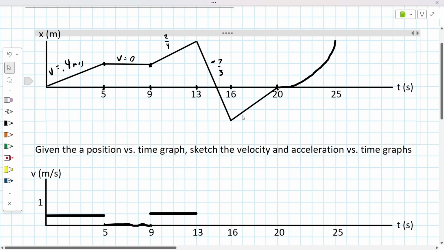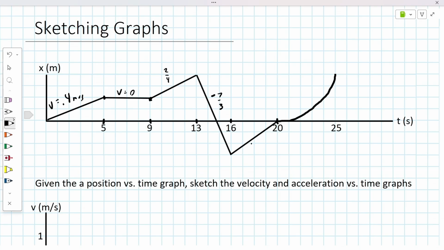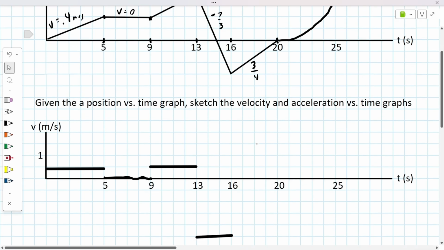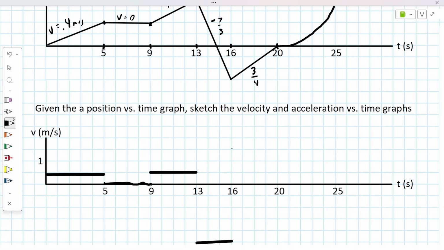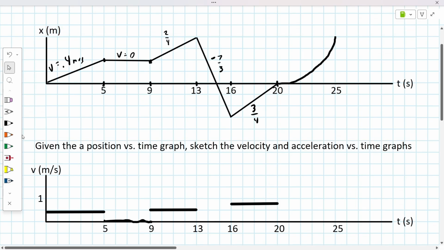And then this one right here, what did we find this one to be? This one was 3/4. The slope of this is 3/4, so from 16 to 20, the slope will be right around here. And then this one right here has a changing velocity, as we drew out last time. It starts off with the slopes being light, and then they increase as the graph goes on. So we're going to assume that this is constant acceleration here.